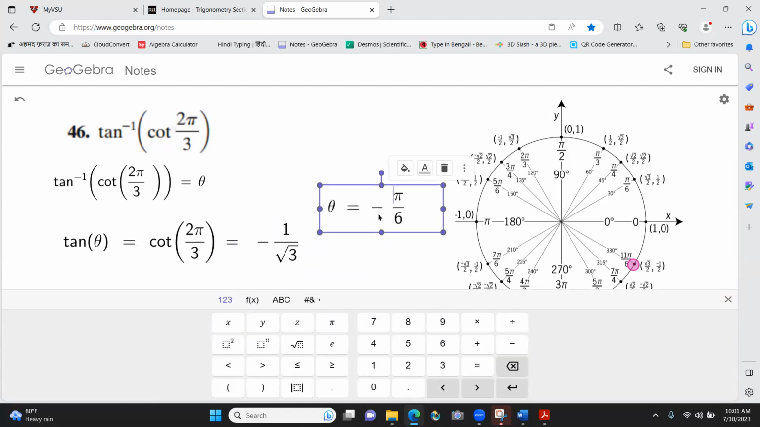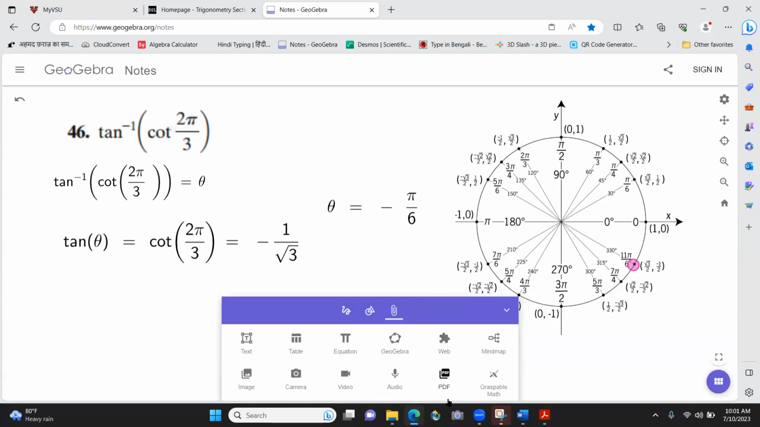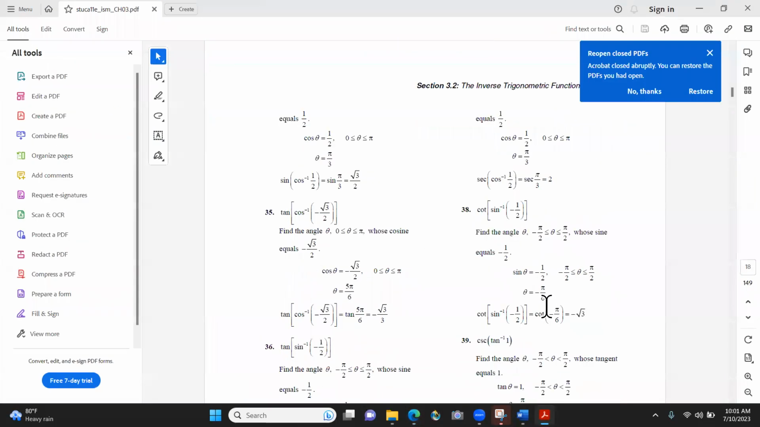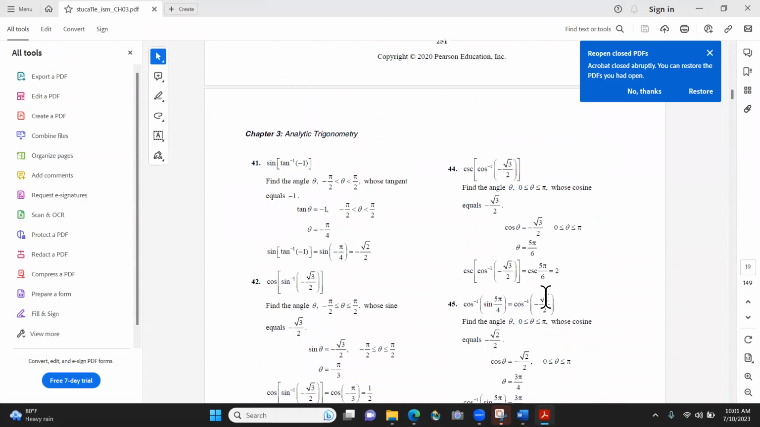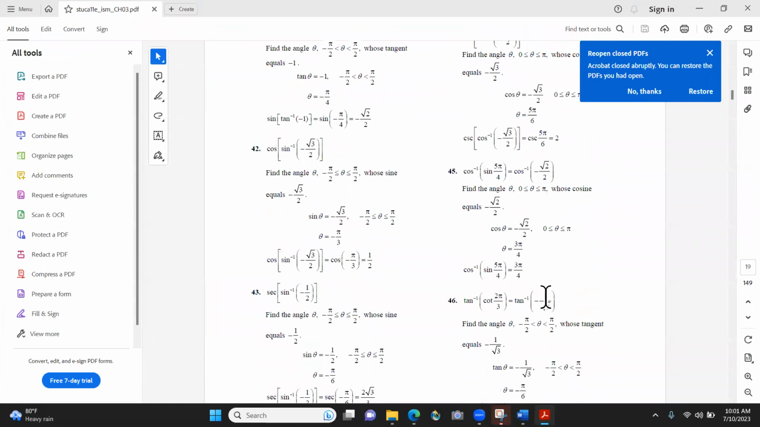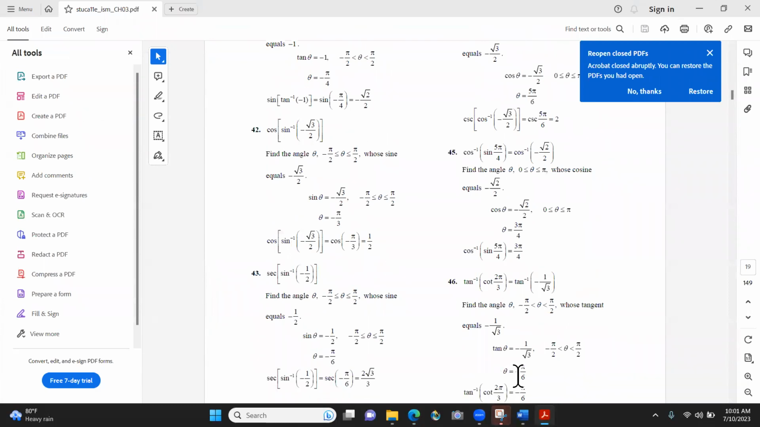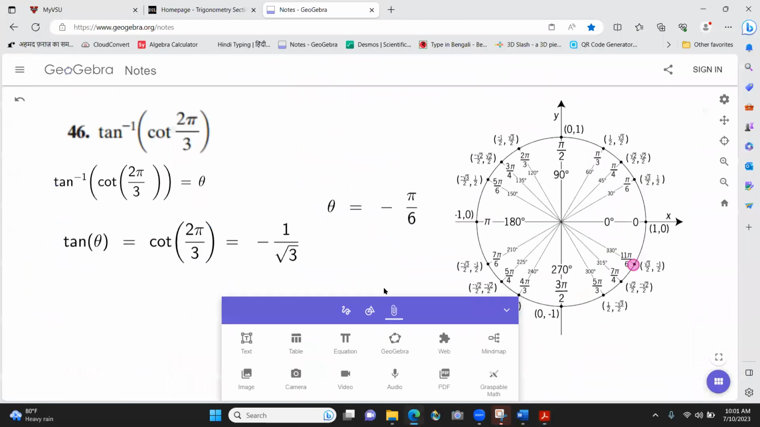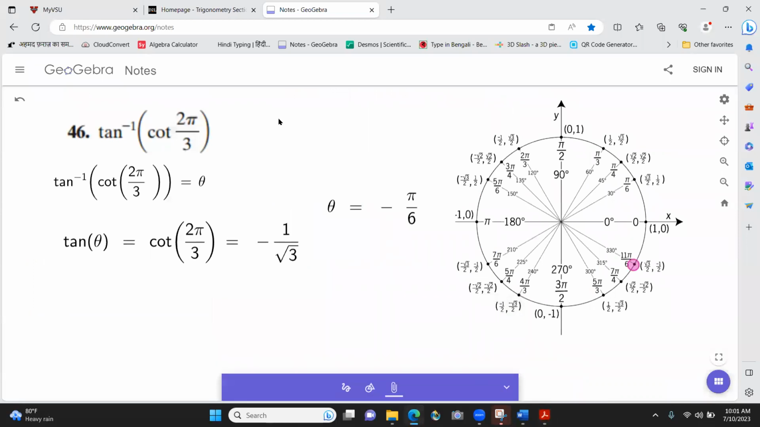Now let me go back and check the answer. Make sure I didn't mess up. 46. Yeah, we got it right. Negative pi over 6. So it's the same story, same story.